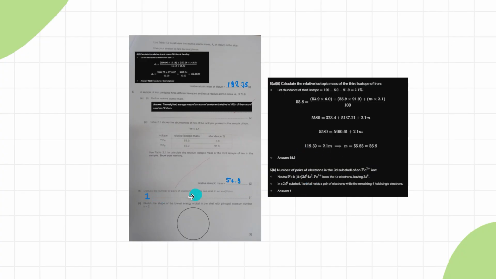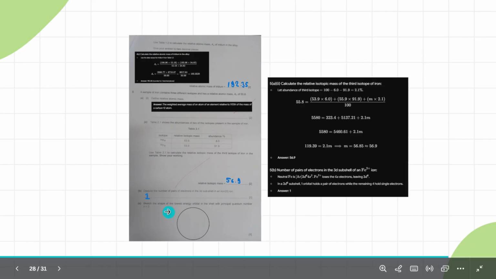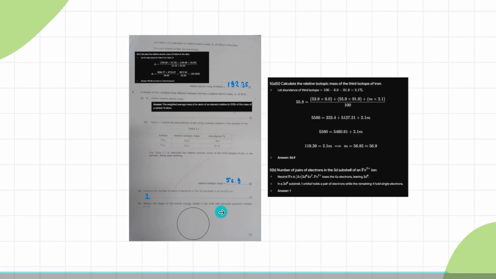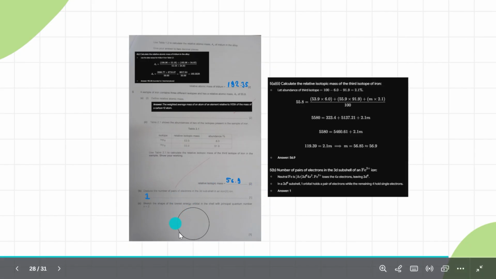And B, the number of unpaired electrons in the 3d subshell in the iron. We get one, because in a 3d6 subshell, one orbital holds a pair of electrons while the remaining four hold single electrons. So that is one. Then sketch the shape of the lowest energy orbital in the shell with principal quantum number. So the lowest energy orbital is just like a normal s orbital. Next.